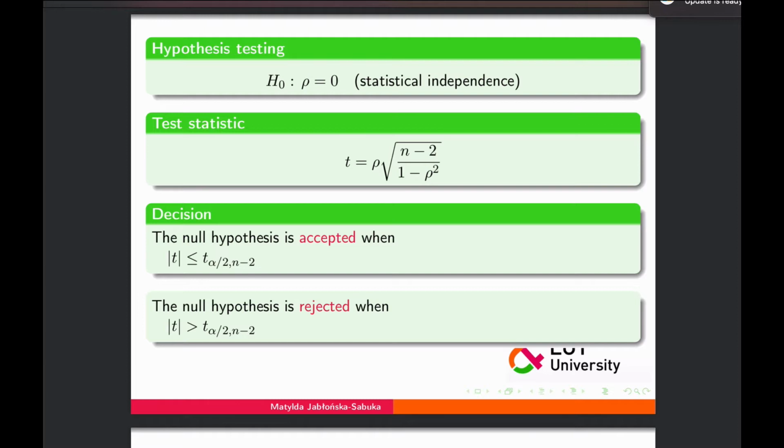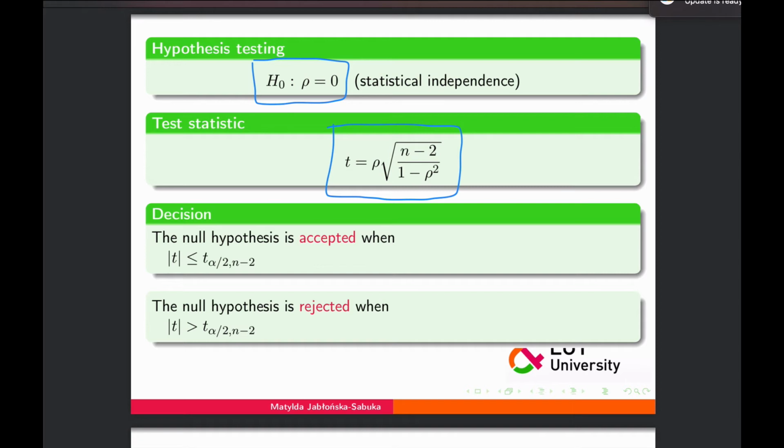So the null hypothesis in correlation testing always means no correlation. So we assume that rho is 0. Of course, correlation can be strongly positive, strongly negative. That's why it's a two-sided test. And the t-statistic is calculated by simply rescaling our rho correlation coefficient using this formula.